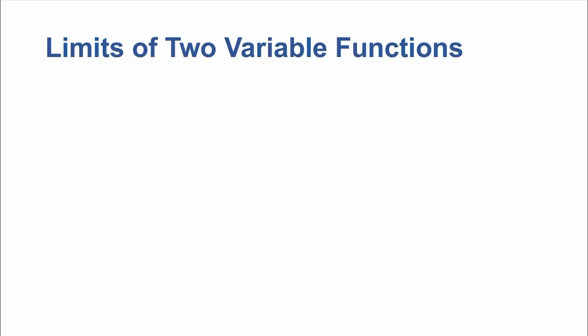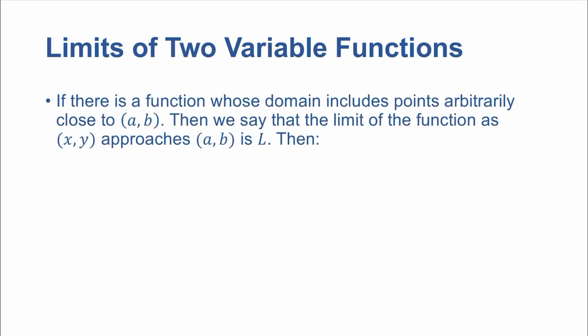So a limit of a two-variable function, these are the limits we'll be dealing with so far because they get quite convoluted as you increase your dimension. But of a two-variable function, if there's a function whose domain includes points arbitrarily close to (a, b), then we say that the limit of the function as (x, y) approaches (a, b) is L. Then we can write that in the notation: the limit as (x, y) approaches (a, b) of f(x, y) is equal to L, right? Because we're mapping an ordered pair over to a height, which makes sense. This notation, I will admit, is a bit clunky, but it's how it works, so we've got to live with it.